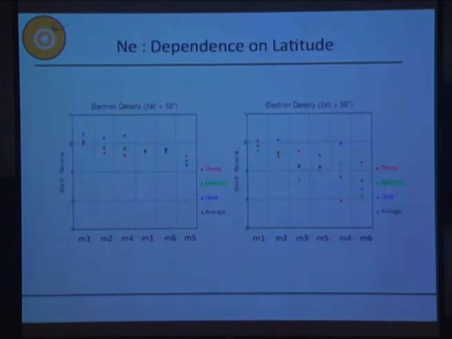Here is another example, the dependence of model performance on latitude. This is the skill score for electron density at low latitude, and this is the electron density skill score at higher latitude. In this case, most of them do a better job for the moderate and quiet periods than for strong storm conditions. If you look at the skill score for low latitude, model 1 does not do a good job. However, at higher latitude, model 1 does a better job. So model ranking varies with latitude. If you are interested in higher latitude, you can choose model 1. If you are interested in low latitude, you can choose model 3 or model 2.